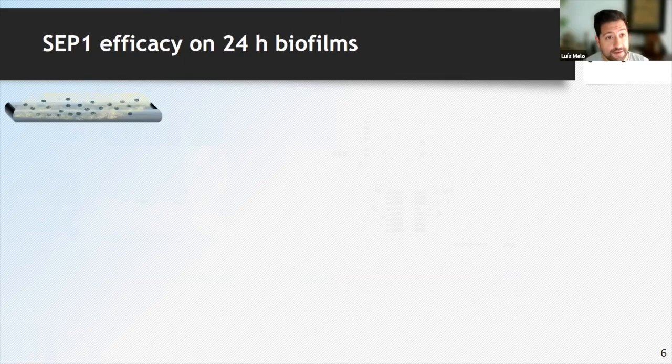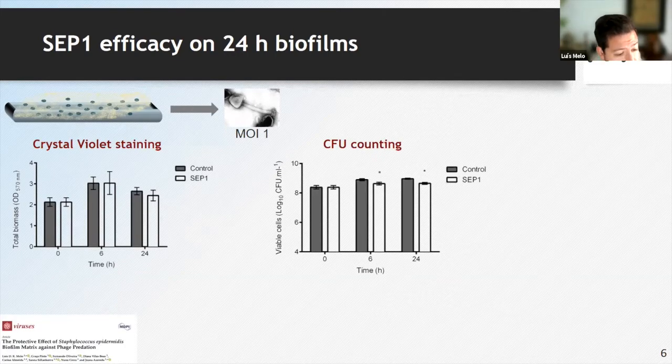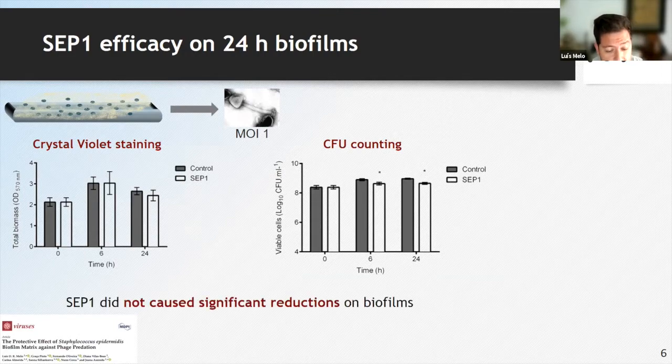So to start, we tested the phage on biofilms with the idea that phage K or other phages that belong to this type of phages are good on biofilms. So we formed the biofilms on microtiter plates and used the phage. In this case, we used an MOI of 1. And unfortunately, no significant reductions were observed on the cell counts nor on the total biomass. So this phage was not a good candidate to treat biofilms.